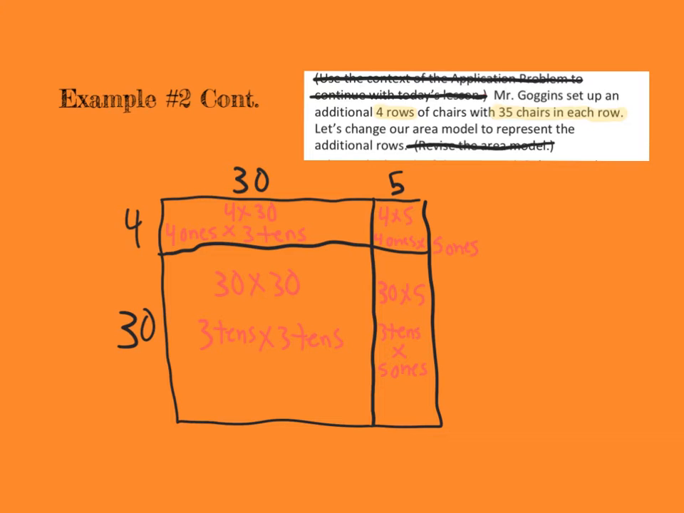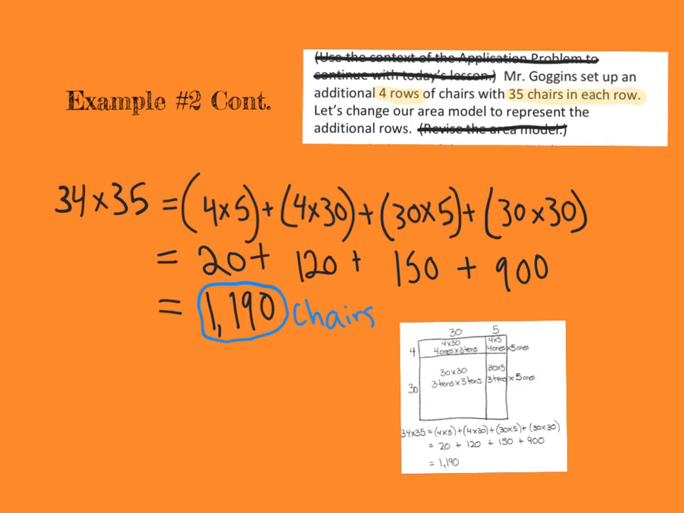So 4 times 30, 4 ones times 3 tens. And then you do 30 times 30, 3 tens times 3 tens. You come over to this side, 4 times 5 is 4 ones times 5 ones. And then to finish it off, 30 times 5, 3 tens times 5 ones. And now we have to finish the problem.